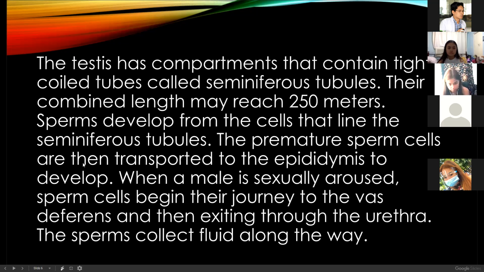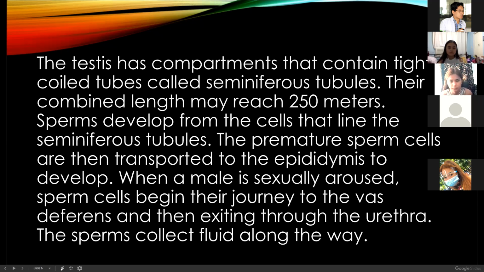Again, premature sperm cells are then transported to the epididymis to develop. When the male is sexually aroused, sperm cells will begin their journey to the vas deferens and then exit through the urethra. Now is the time that the sperm cells actually swim towards the egg. They pass through the urethra of the male going to the vagina of the female.